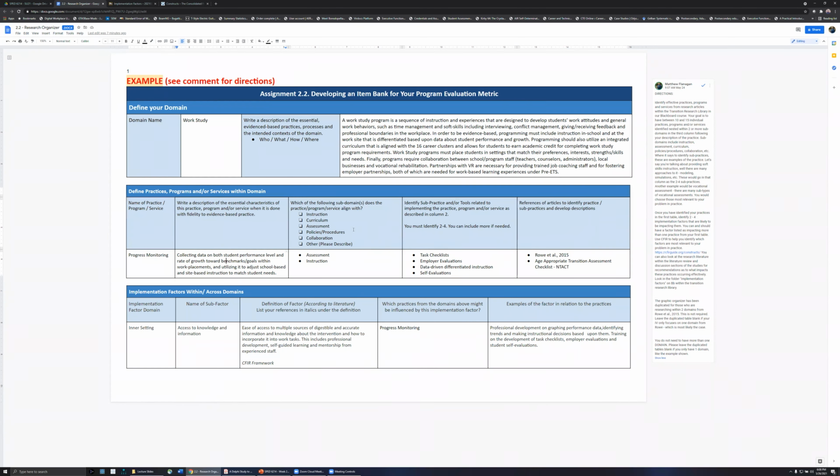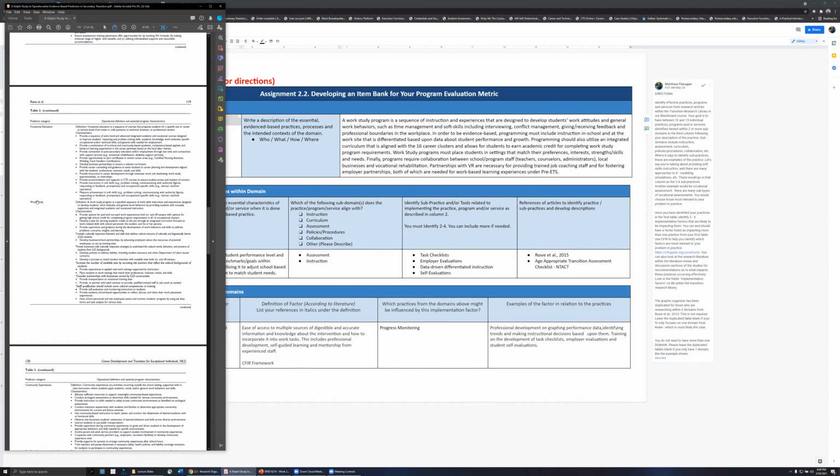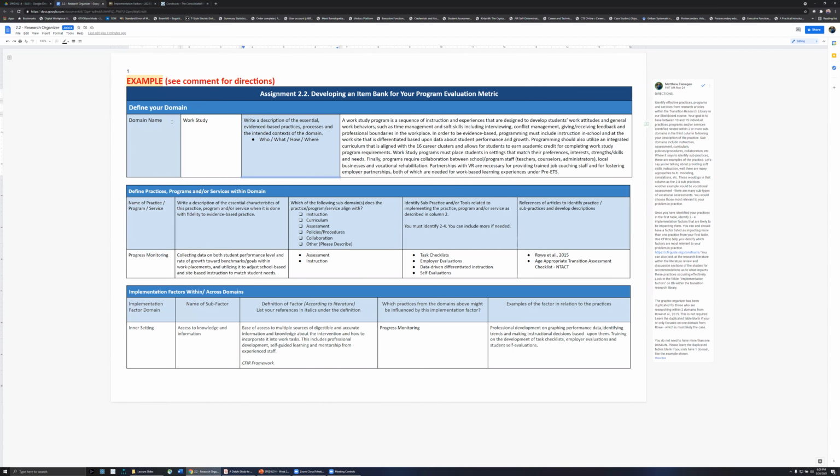And then the domains that they go in are right here. So these are the subdomains that they go in. So in my example on the 2.2 organizer that you all have, I have progress monitoring under the domain of work study. So that's from ROW. We look at ROW over here. So right here, that's one of the predictor categories from ROW. So that's my domain, which is also my independent variable. I have progress monitoring, which is a practice. The subdomain, it's related to assessment and instruction. Okay, so we're kind of seeing where those components are.